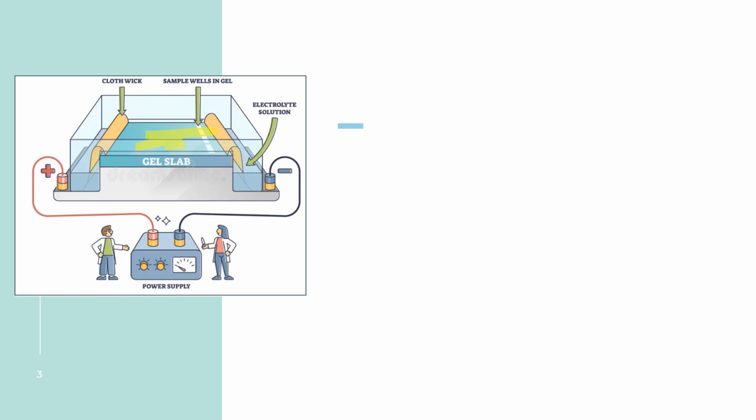Because if the well breaks, then the sample will leak. Okay. Now this container, as you can see, it is connected with a power supply. It will provide the voltage for the movement of our ions, or we could say the macromolecules, under the influence of electric field.